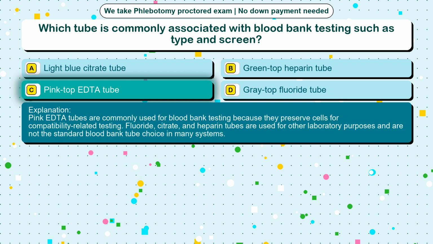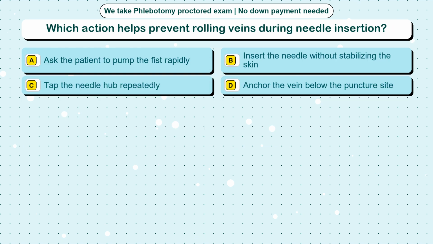Pink EDTA tubes are commonly used for blood bank testing because they preserve cells for compatibility-related testing. Fluoride, citrate, and heparin tubes are used for other laboratory purposes and are not the standard blood bank tube choice in many systems.